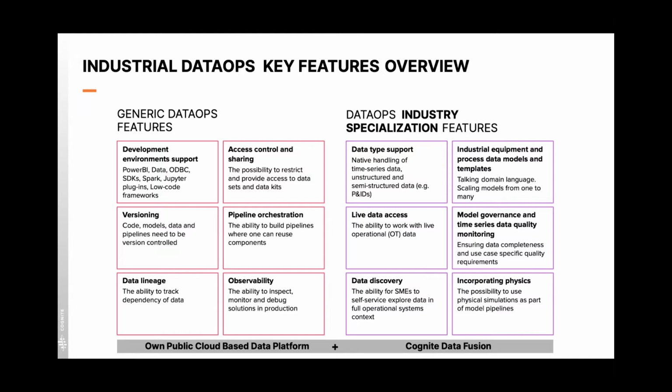And then the features specific to industry specialization, we have data type support. So again, in generic DataOps, a lot of the data, almost all of it actually in many cases, is conventional tabular data from ERP style systems and CRM systems. However, in industry, we have a vastly different universe and spectrum of data. Most of the data that goes into especially advanced analytics use cases is time series in nature, and then we have loads of unstructured and semi-structured data, such as P&IDs, for example.